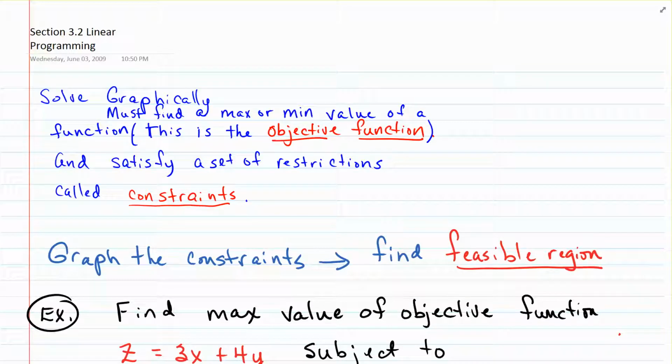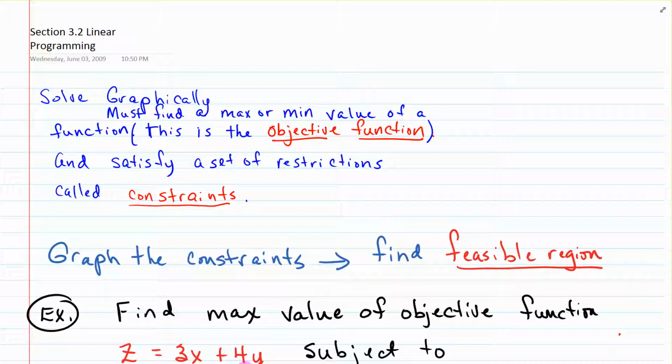This is section 3.2, and we're going to deal with linear programming. You are asked to solve things graphically, and you're asked to either find a maximum or a minimum value of a function. The function is called the objective function, and you must satisfy a set of restrictions, and they're called the constraints. So in order to do this, you want to graph the constraints and find a feasible region.